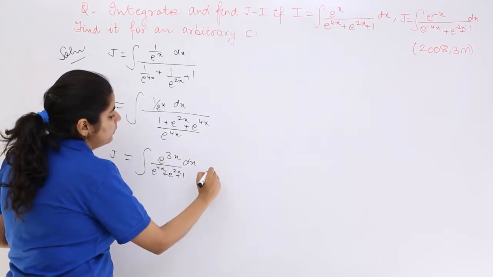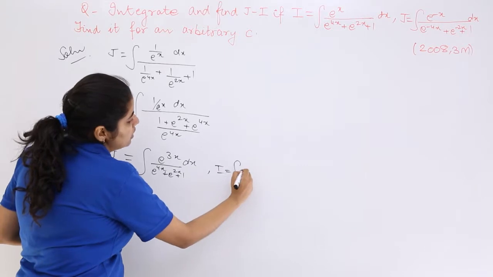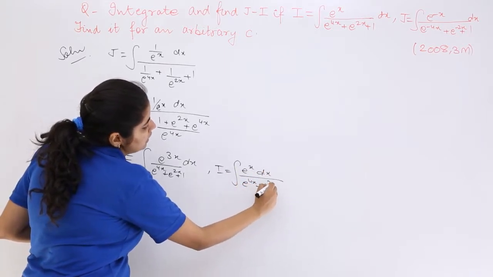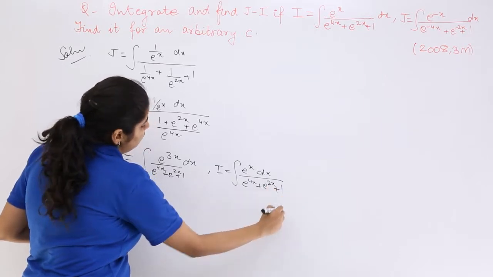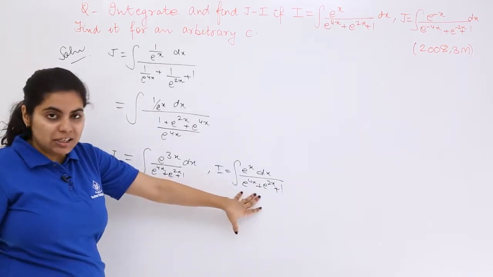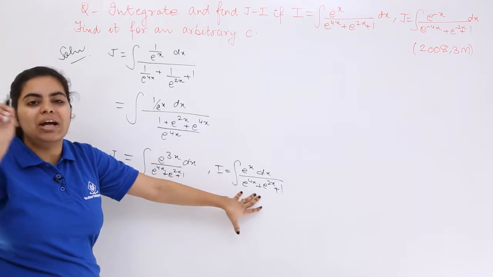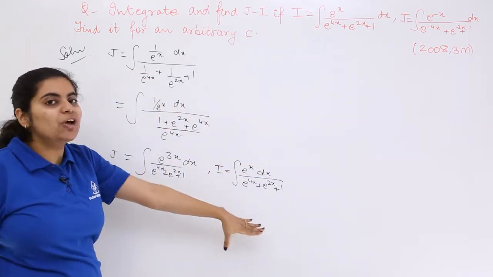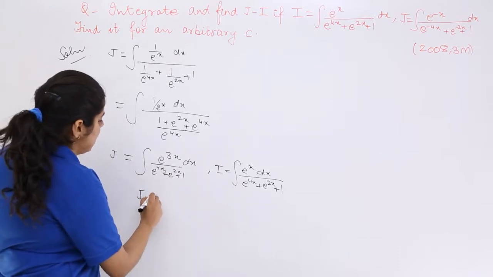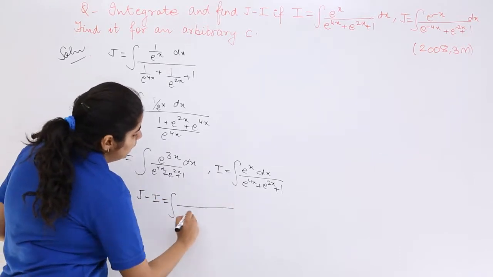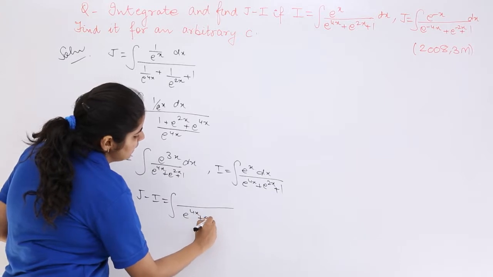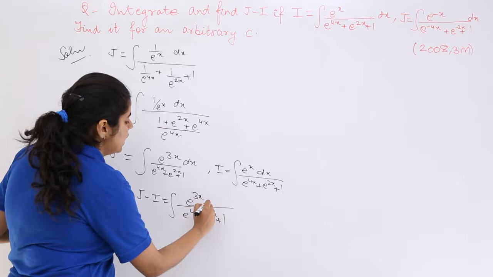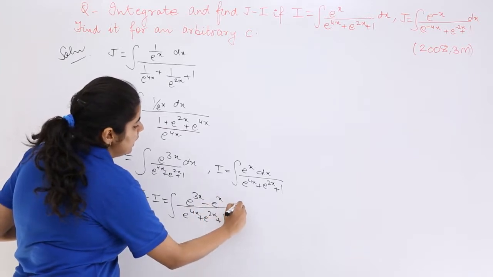What was your I? I was e raised to the power x dx upon e raised to the power 4x plus e raised to the power 2x plus 1. So see, the numerators are different but the denominators are the same. That means J minus I when you calculate will have the same denominator. So J minus I is equal to, the denominator is same when taken as LCM. And what about the numerator? e raised to the power 3x minus e raised to the power x dx.